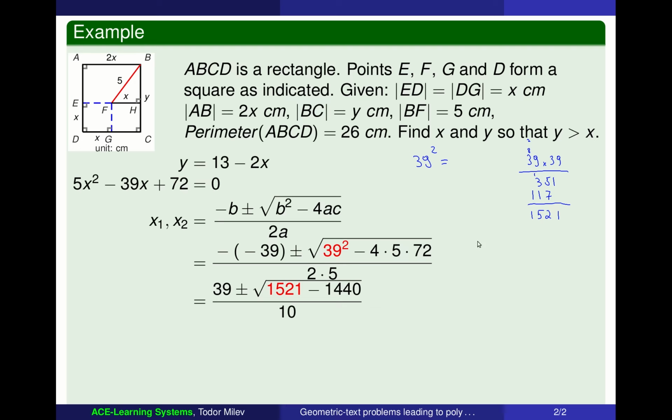Alternatively, I could have computed 39 squared like this. 39 squared is certainly equal to 40 minus 1, the whole thing squared, which is equal to 40 squared minus 2 times 40 times 1 plus 1 squared, which is equal to 1600 minus 80 plus 1. Now 1600 minus 80 is 1520 plus 1, which is 1521.